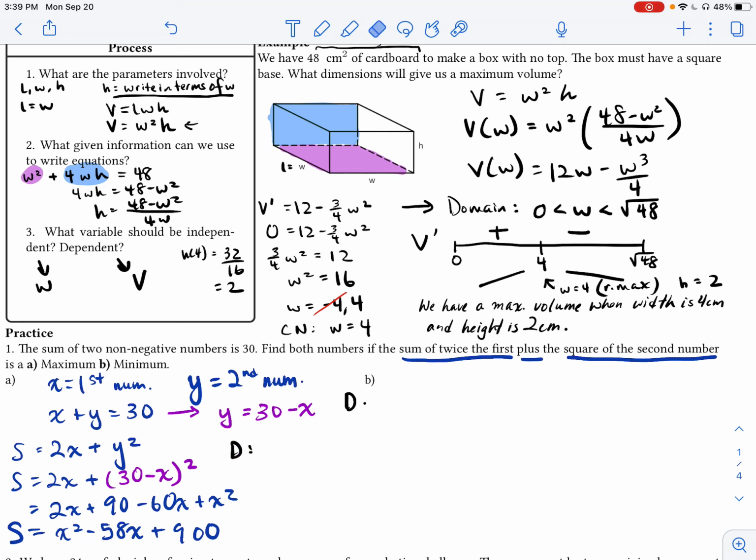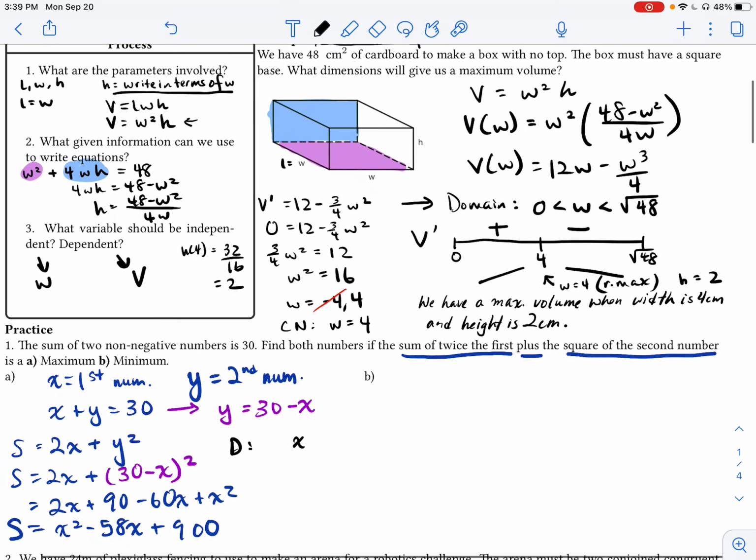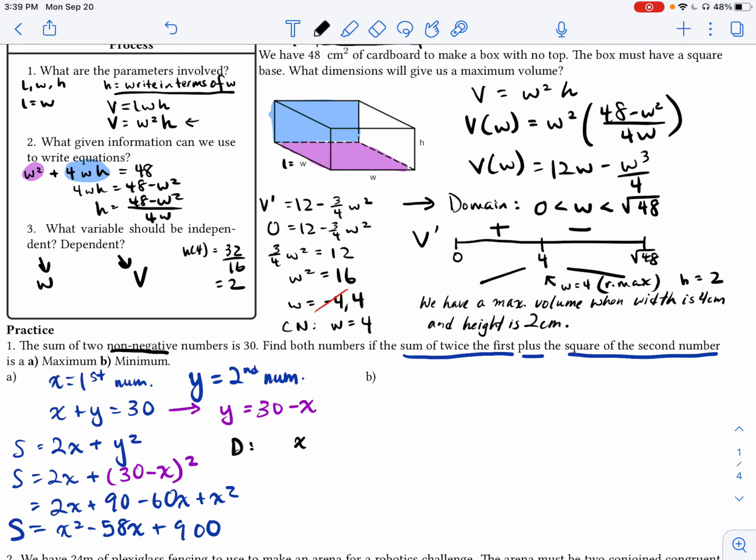We know that the domain of this function, we're going to be inputting values of x. We know that they have to be non-negative. So in other words, it's got to be greater than or equal to 0, meaning 0 is a candidate. It's a possibility. And since the sum of the two numbers is 30, we know that the largest value that one of the numbers could be is 30. Like potentially we could have 30 and 0 as our two numbers.